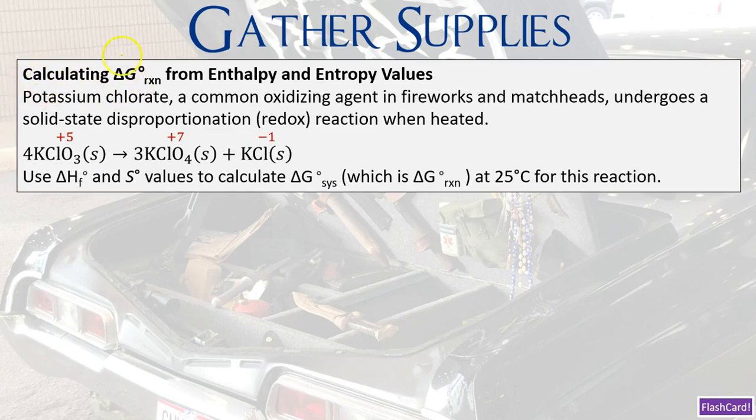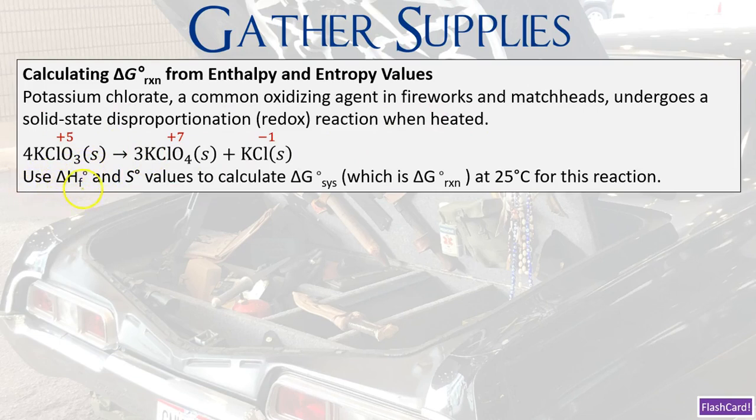It says, calculating delta G naught of the reaction from enthalpy and entropy values. Potassium chlorate, a common oxidizing agent in fireworks and match heads, undergoes a solid state disproportionation reaction when heated. Now, a disproportionation reaction is simply a redox reaction where you have a single substance that undergoes simultaneous oxidation and reduction. And so you have the single substance here, potassium chlorate, that's going to break down into two products here and be able to continue to have a redox process. Okay, of course, when heated.